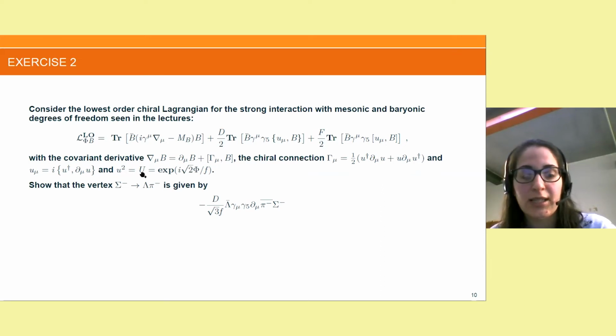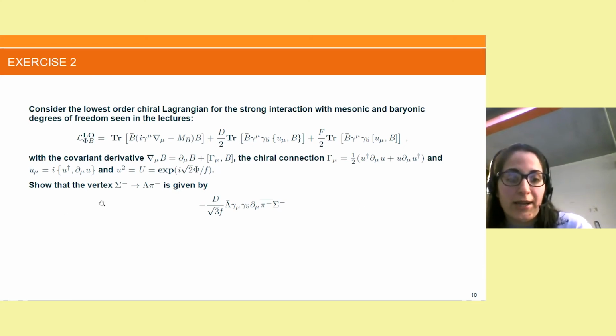And these U fields are defined in terms of the phi, which is the matrix containing the pseudoscalar mesons. So we can see that because of this chiral connection in the covariant derivative, it gives us the interaction between baryons and mesons. But also there are other terms that contribute to the leading order Lagrangian for the interaction between pseudoscalar mesons and baryons. And these are these terms here again, where we have B fields and we have these u mu that are also defined in terms of these U and U daggers, so in terms of the pseudoscalar fields. Okay.